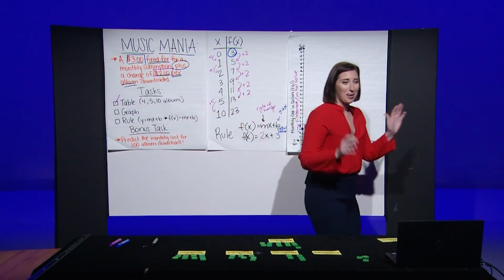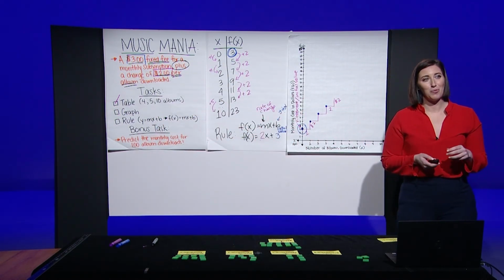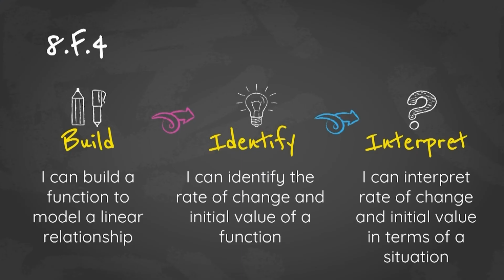So I'm going to come back to our PowerPoint and bring it all together with what our goal was today. I told you today that we were going to build linear functions, and that is the first thing we did. We built multiple linear functions. We looked at scenarios, tables, and graphs. We even used manipulatives to do that. Then we identified the rate of change and the initial value in all of those situations. And the last thing we were supposed to do is interpret that rate of change.